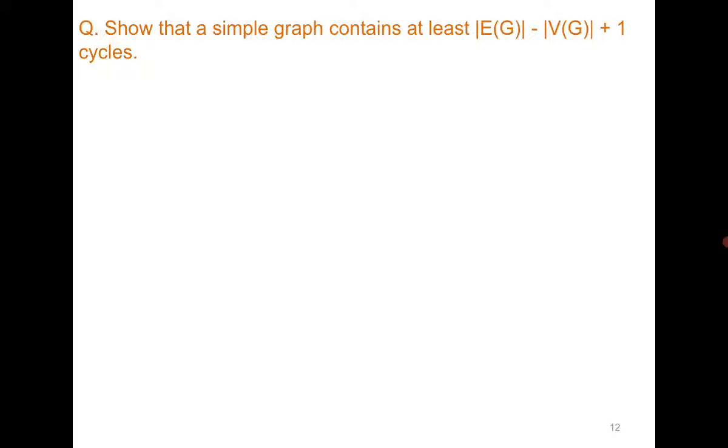Again, one more question which we are going to prove by induction. It says that a simple graph contains at least m minus n plus 1 cycles. Again, we are going to use induction on n or m. So if this is the graph, then by deletion of a vertex in one graph, the number of cycles gets reduced by 3.